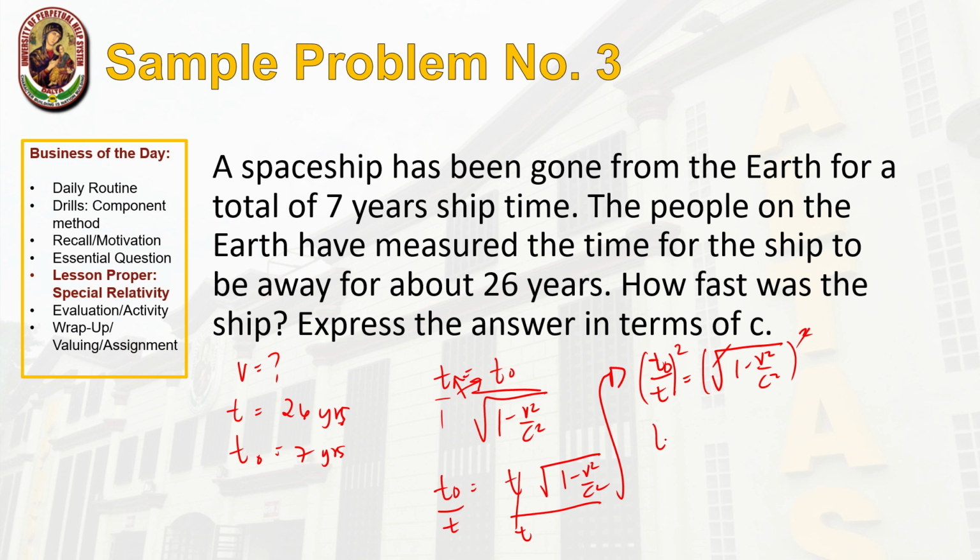So that will cancel out. You'll have t sub 0 squared, because the square is distributed to both of them: t sub 0 squared over t squared is equal to 1 minus v squared over c squared.